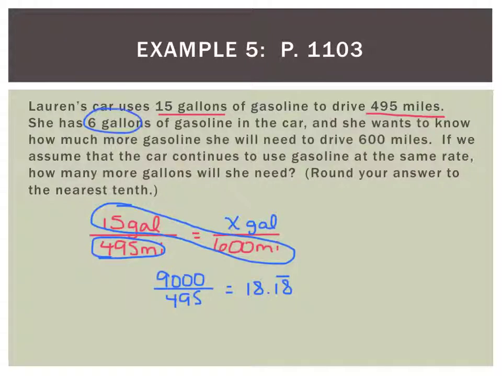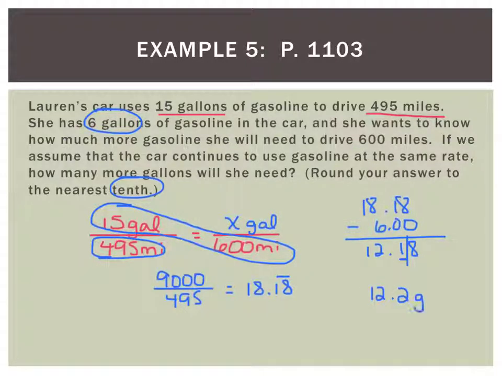She already has 6 gallons, so 18.18 minus 6 gallons is 12.18 gallons, and it said round to the nearest tenth. Since the hundredths place is an 8, that's going to round to 12.2 gallons. So she needs 12.2 more gallons in order to complete her trip.